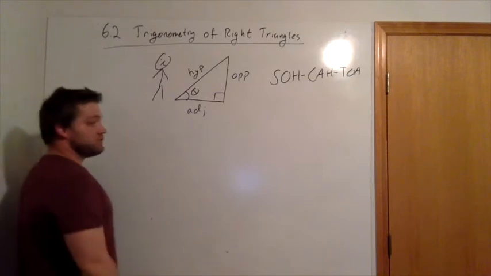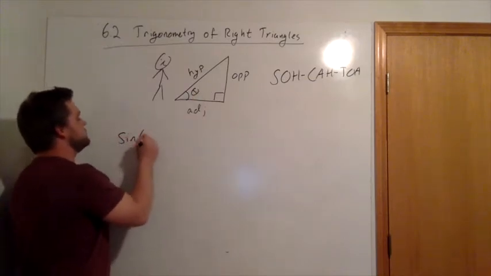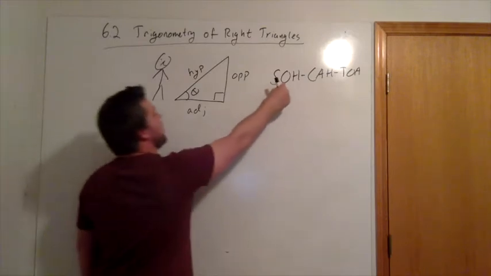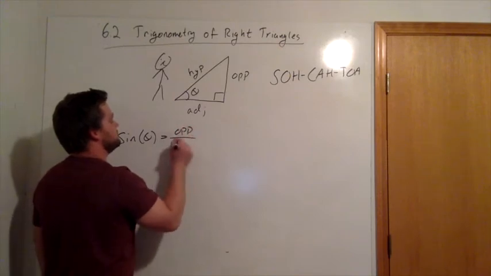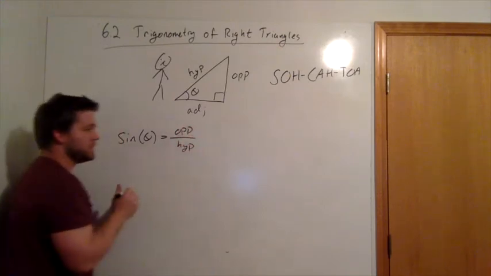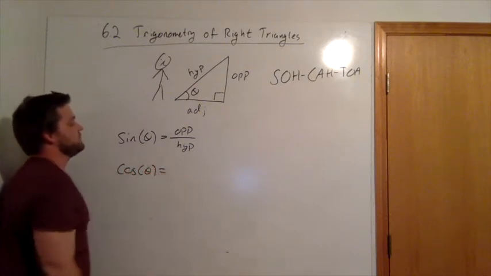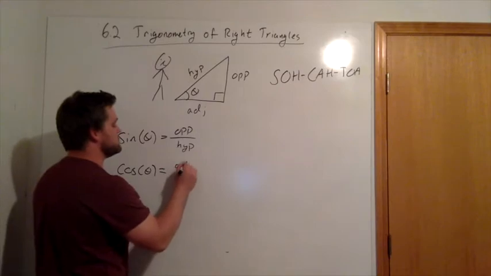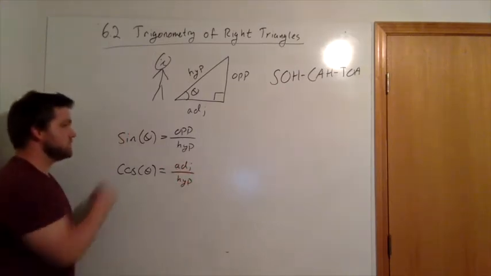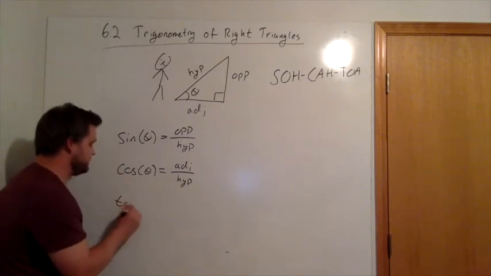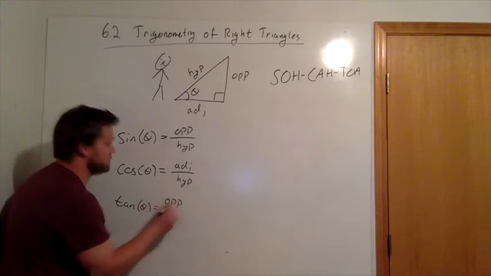So if we're finding the six trig functions of theta, which means we're standing here, sine of theta is defined to be opposite over hypotenuse. The cosine of theta is defined to be adjacent over hypotenuse. And the tangent of theta, abbreviated TAN, is defined to be opposite over adjacent.